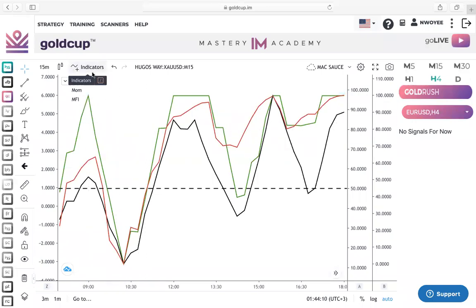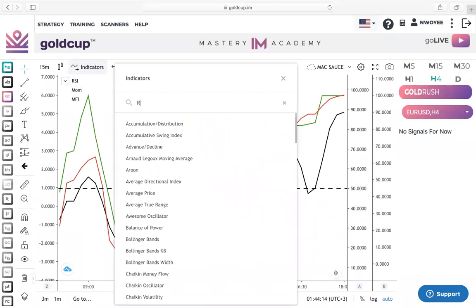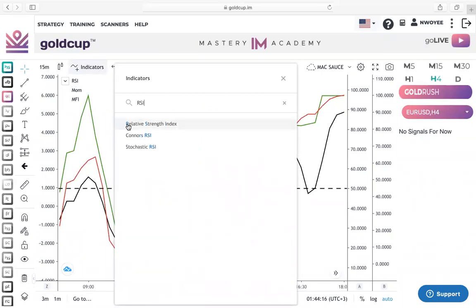Next one, the next indicator we're gonna add is something called an RSI. A lot of people are familiar with this. RSI means Relative Strength Index. What the RSI does for you is it measures the strength of the market, so, you know, if the sellers are in control or the buyers are in control. So we're gonna add that.